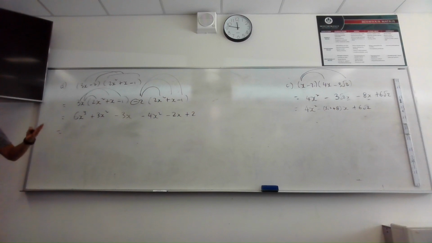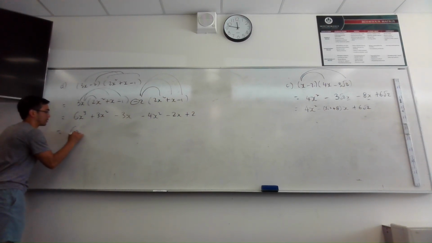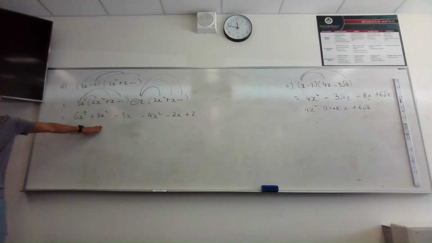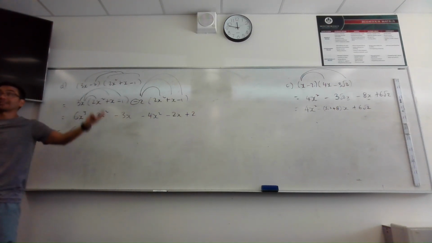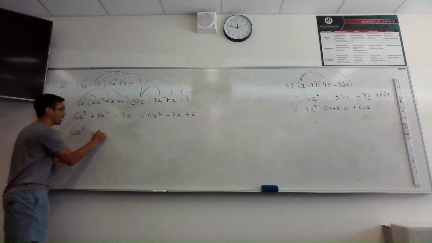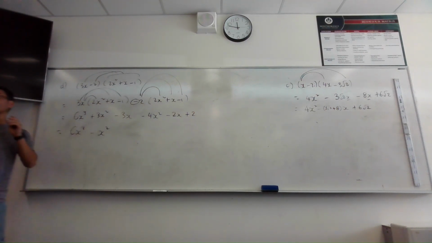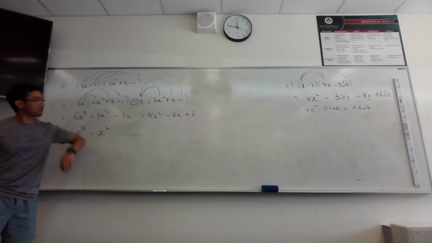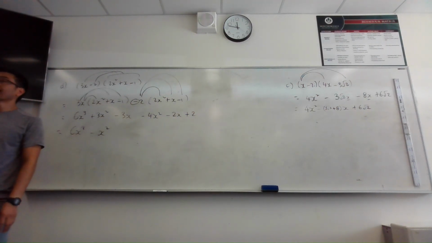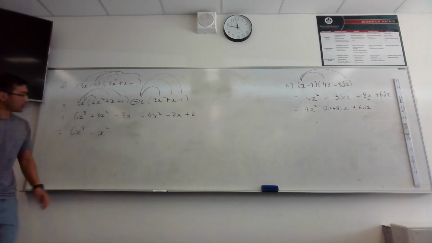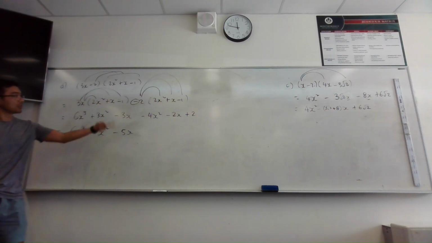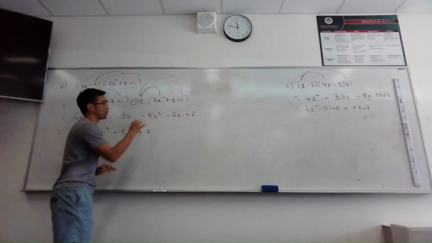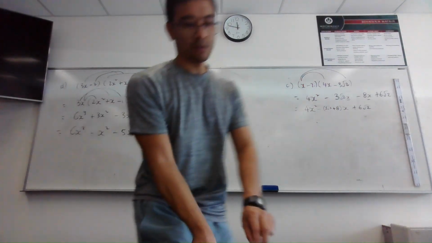6x cubed, no family below. 3x squared as a family. 3x squared take away 4x squared is negative 1x squared. We do not need to write the 1, but if you do, you're still right. Negative 3x take away 2x is negative 5x. The negative is getting more negative. And 2, no friends.